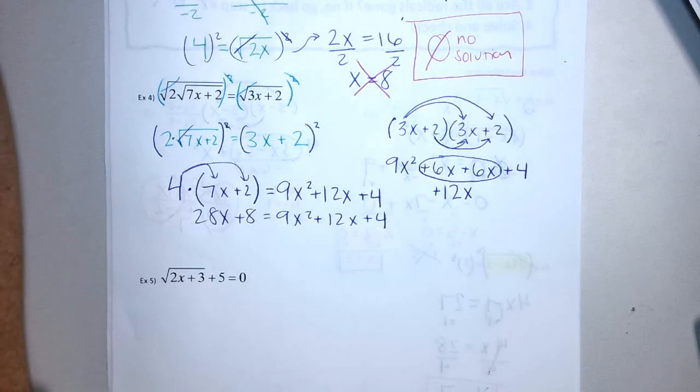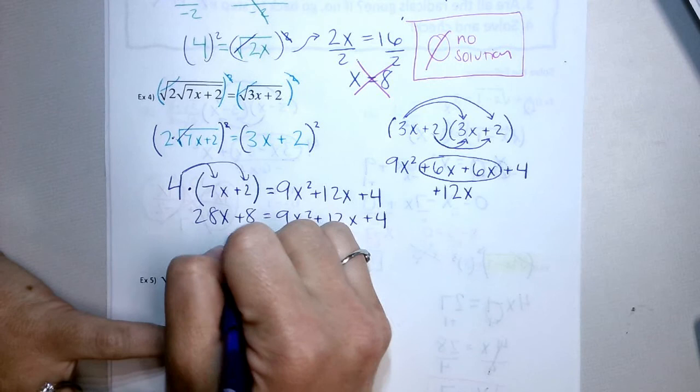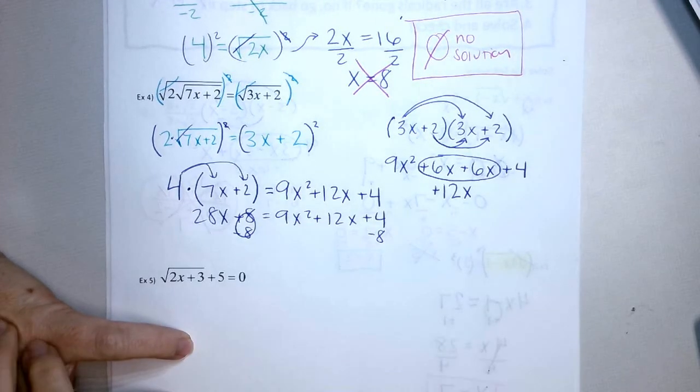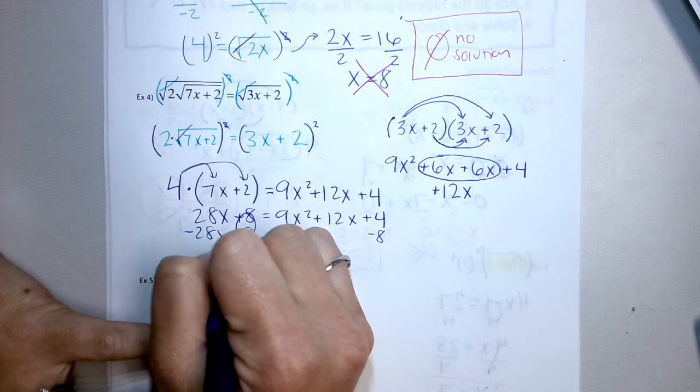Now here's my question. Since I have something squared, what do I have to do? Get it alone. Set it equal to 0. Because I'm going to have to factor. So what do I need to do to get this set equal to 0? Subtract 8 and subtract 28x. Subtract 8 from both sides, so I'm going to line it up with their like terms. That cancels. And subtract 28x from its like term.